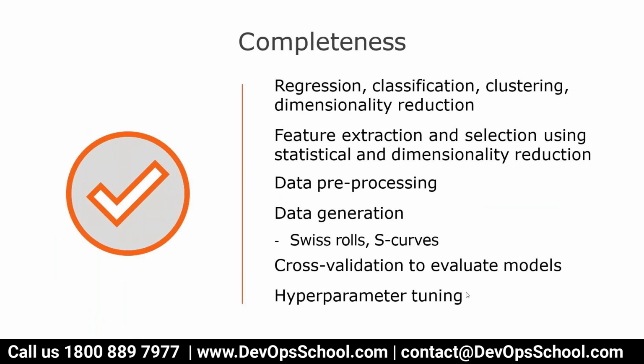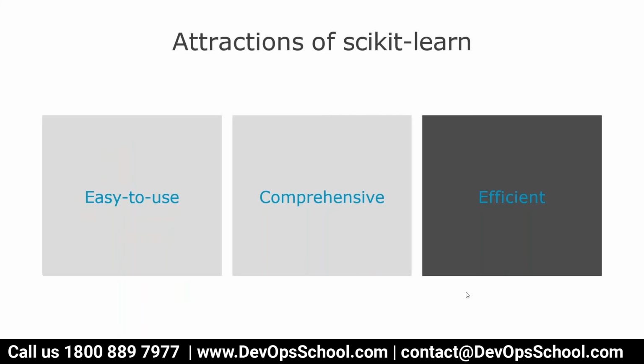Now, completeness. Completeness means if you want to solve a problem with ML for regression, classification, clustering, dimensionality reduction, everything is covered by Scikit-Learn. Feature interaction, extraction, selection using statistical and dimensionality reduction, data preprocessing, data generation, cross-validation to evaluate the model, and hyperparameter tuning. Everything you can find in Scikit-Learn.